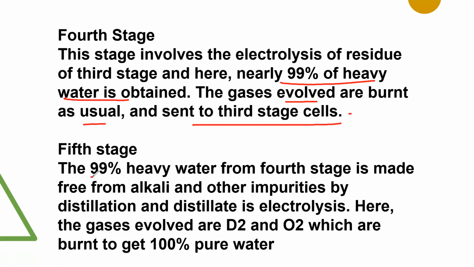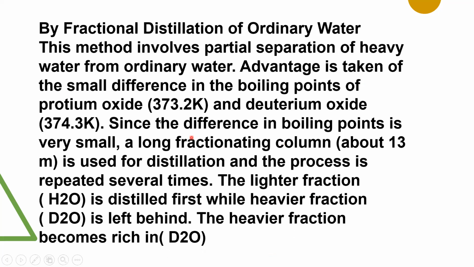Fifth stage. The 99% heavy water from the fourth stage is made free from alkali and other impurities by distillation, and the distillate is electrolysed. Here the gases evolved are D2 and O2, which are burned to get 100% pure heavy water. So in this way heavy water is formed. It is only a small percentage.